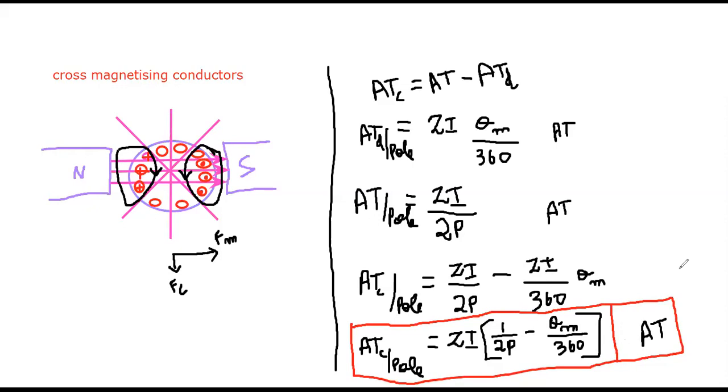Now I would like to conclude with a summary of the cross magnetization conductors. First we want to indicate the direction of the flux under the influence of the north pole and south pole for the cross magnetization effect. If we compare these two directions of the flux, they will be perpendicular to each other, that is 90 degrees. So what happens? The resultant flux will be reduced.